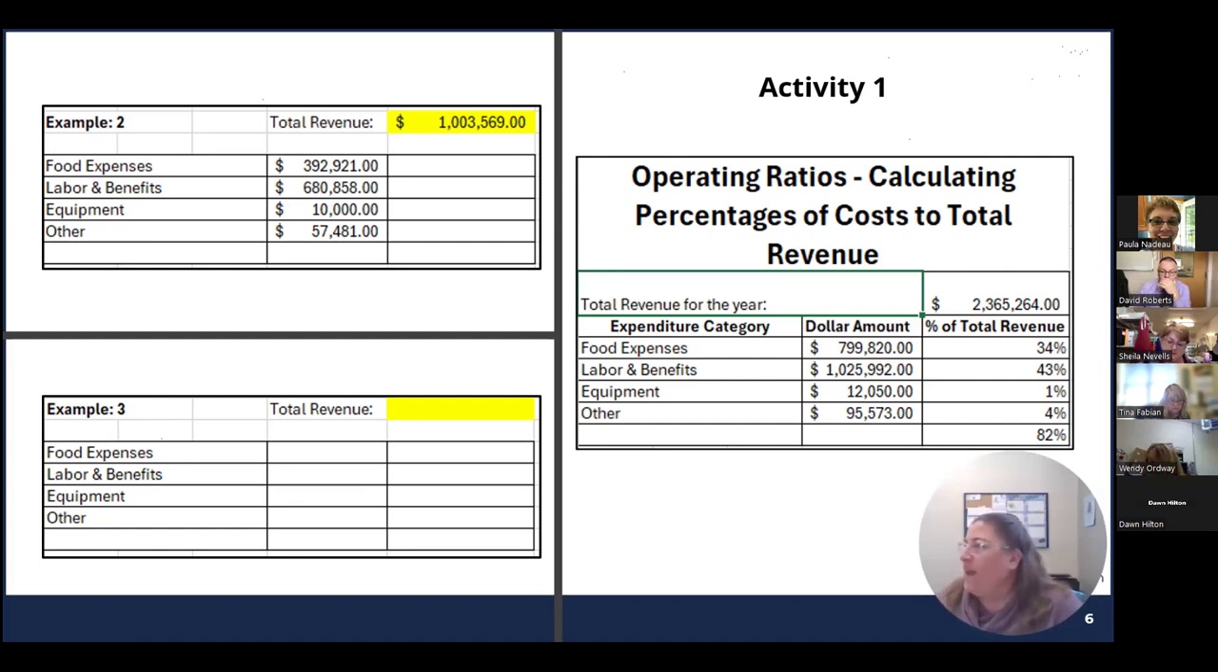Now, the activity page handout that I sent is an Excel spreadsheet. For those of you that know formulas, you can create the formulas in the cells and have it automatically fill for you. This is the first tab at the bottom of the activity page handout that says operating ratios.